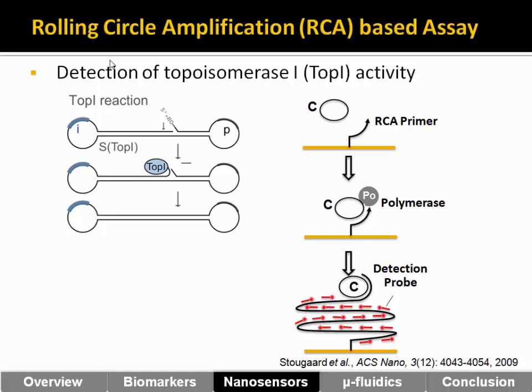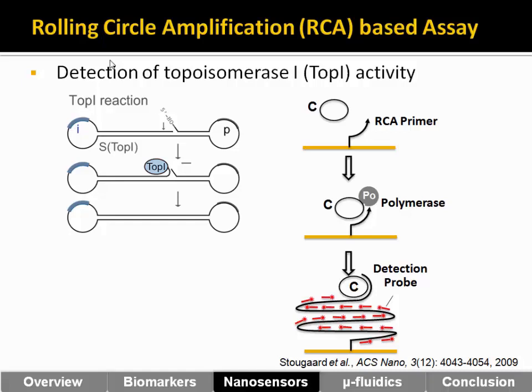As shown here, we can design a substrate that looks like a dumbbell. It's a linear substrate with a nick right here. The enzyme will come in, cleave a few bases and religate the substrate, turning this linear substrate into a circularized structure. Now if we bind this circularized structure onto the RCA primer pre-conjugated surface and add the polymerase, it will isothermally elongate the primer into a longer structure.